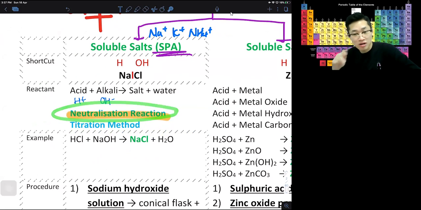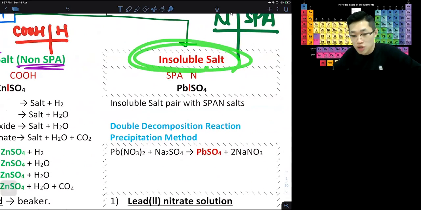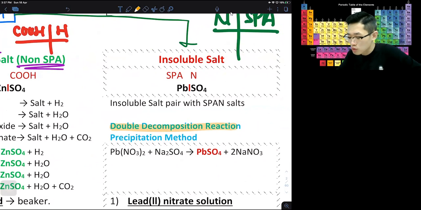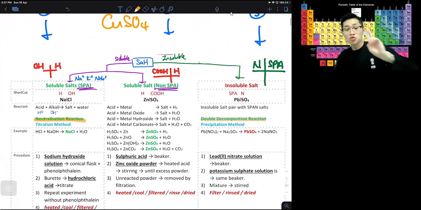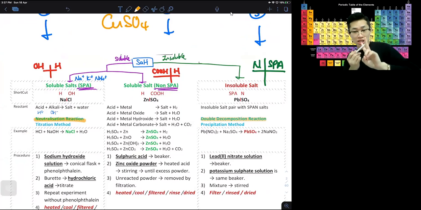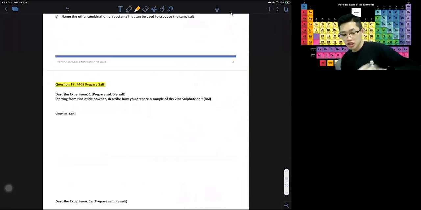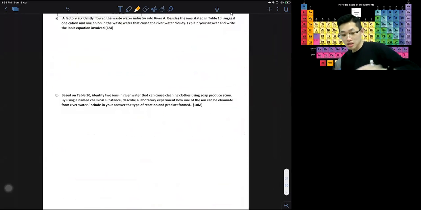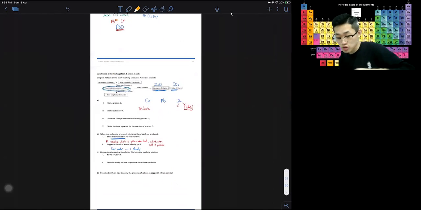Remember this reaction, very important. Later I ask you one. And then for insoluble salt, we use double decomposition reaction. So I just want you to remember two reactions: neutralization and double decomposition. Neutralization, double decomposition. Okay, so now we try the exercise at the back. We try to finish the whole page, which is page 29.